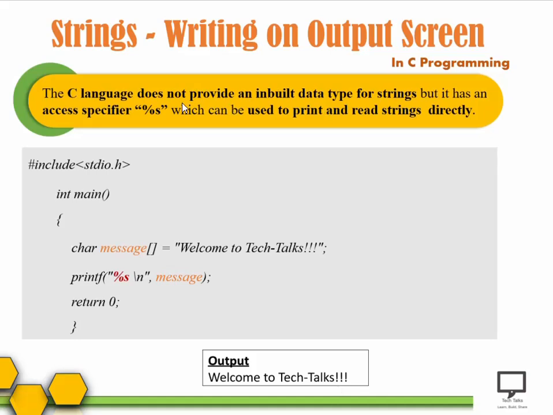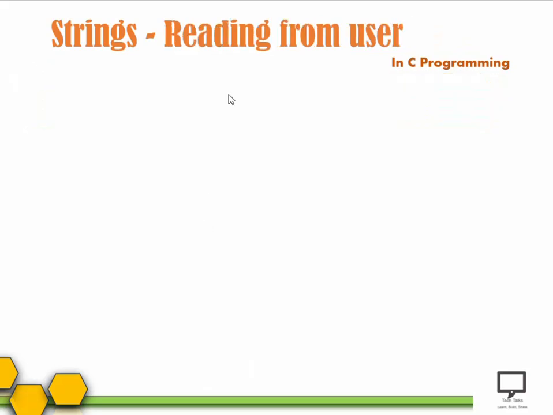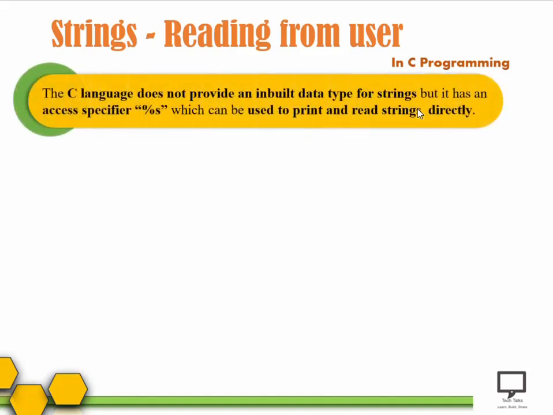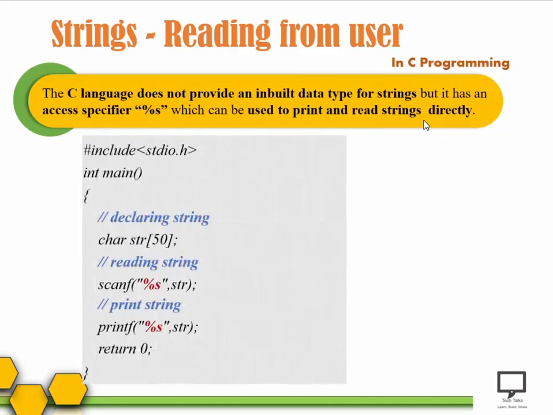You have to keep in mind that the C language does not provide any inbuilt data type for a string. But many things with respect to strings are done with the help of the %s access specifier. Now let's see how to read a string from a user in C programming. The same way the %s specifier helps print the string on the output screen, it will help read the string from a user. So instead of printf, we will use scanf as we want to read the string from a user. Hence %s is used over here.